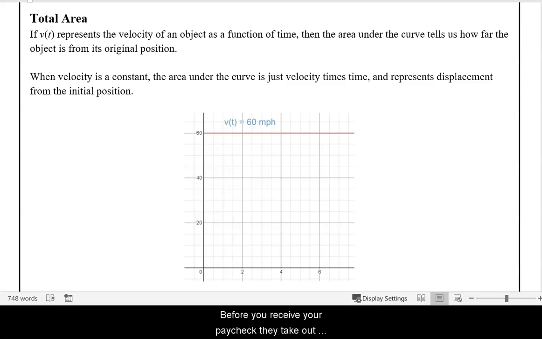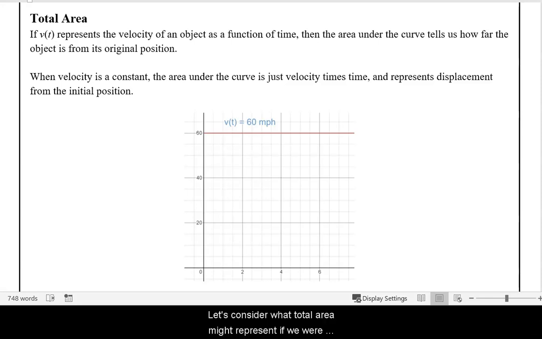Before you receive your paycheck, they take out things like taxes, Social Security, and they may take out some other items. The amount of money on your actual check, that's your net payment. Your total payment might include the taxes, the Social Security, and anything else before it was taken out. Total area and net area are similar.